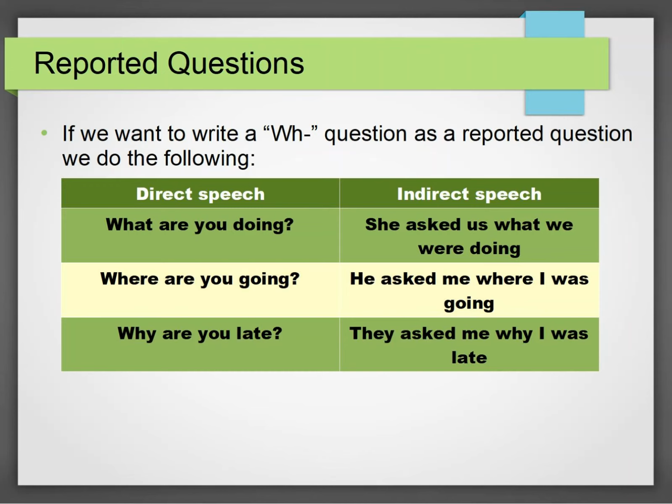So if we want to write a WH question as a reported question, we do the following. So a direct speech would be, what are you doing? Where are you going? Why are you late? Indirect speech, she asked us what we were doing. He asked me where I was going. They asked me why I was late.